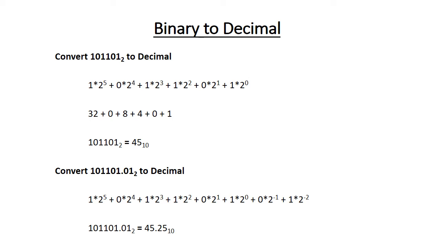So here you can see at the end of that, it's 0 into 2 raised to minus 1 and 1 into 2 raised to minus 2. The fractional part is converted in such a manner. And the answer is 101101.01 to the base 2 is equal to 45.25 to the base 10.